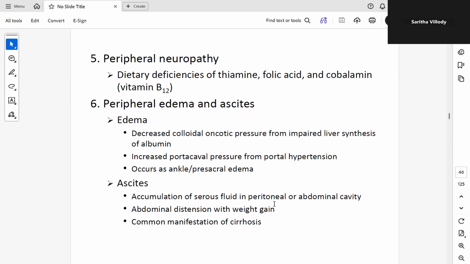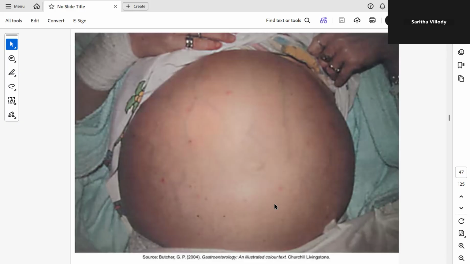Peripheral edema and ascites happen as a result of reduced production of albumin by the liver. So there is reduced albumin, which leads to decreased oncotic pressure of the blood vessels, which leads to increased pressure in the portal system, and also sweeping of the blood into the third spaces, which usually is presented as edema or ascites, etc. So all of these manifestations are related to low level of albumin in the blood. This is an example of an ascites.